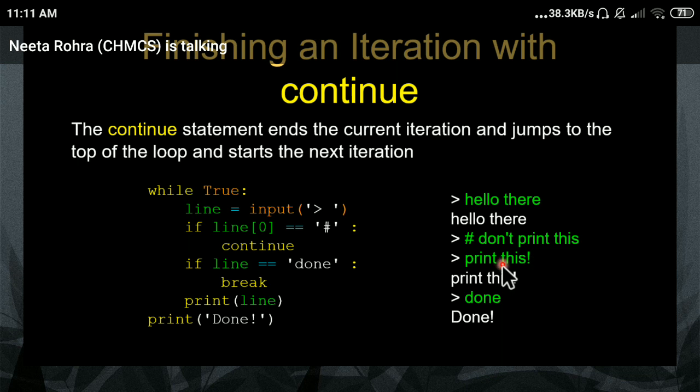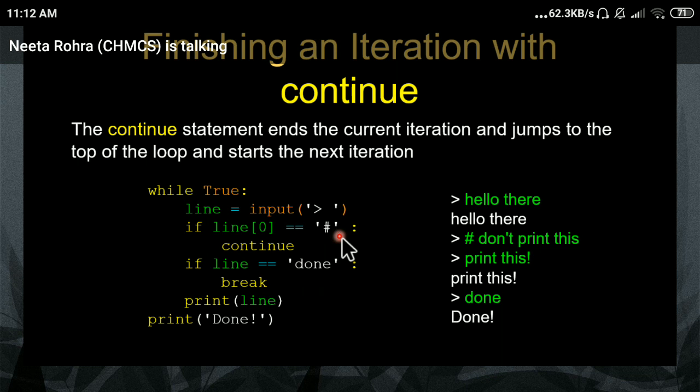Print "this is the next input". First character is not hash. The line is not done, so it prints the line. Again this keeps on going until you put in either done or hash.